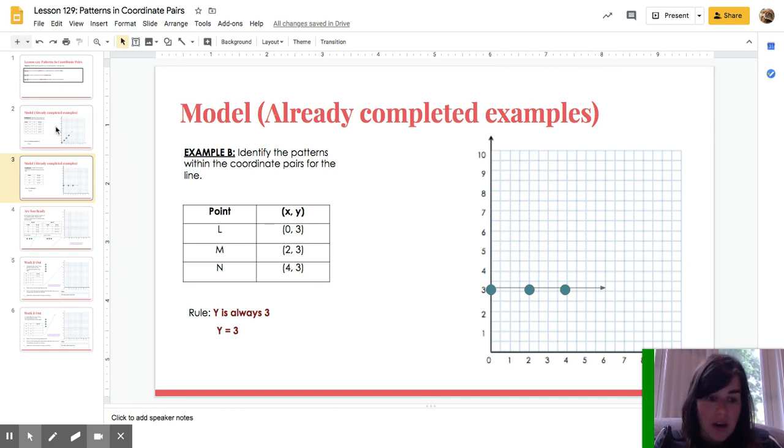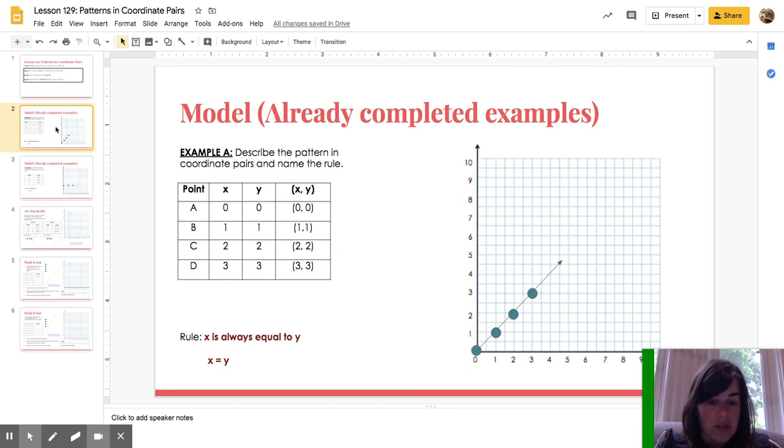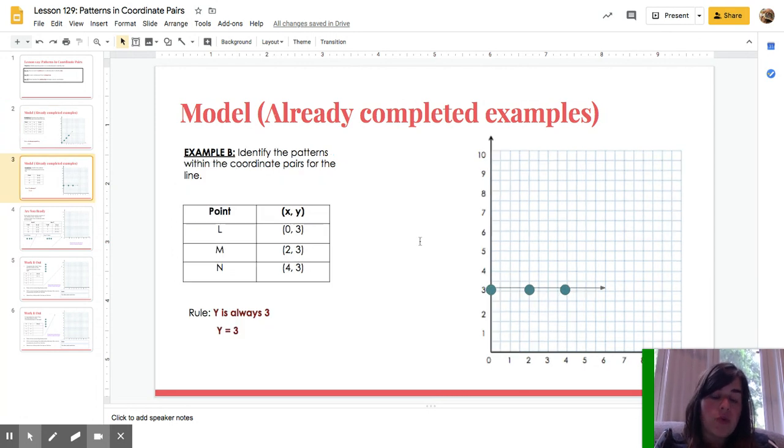So just comparing the two, example A is a diagonal line, and if you notice, x is always equal to y, so x and y both change. In example B, only x is changing. Y is always going to stay the same, and that's going to make a completely horizontal line.